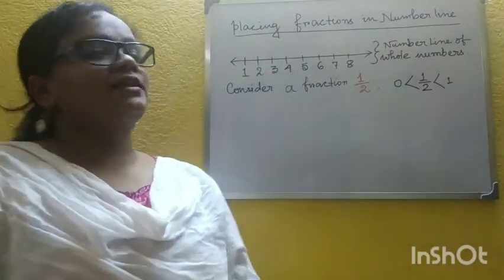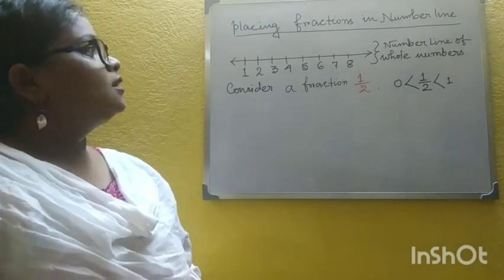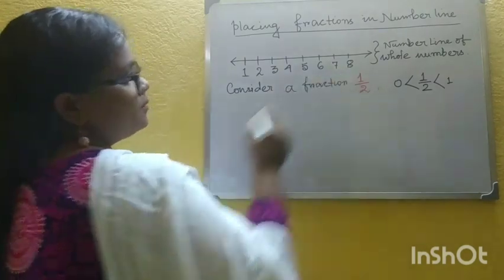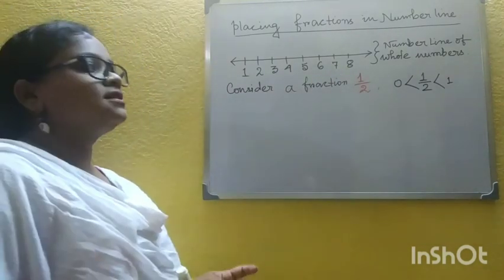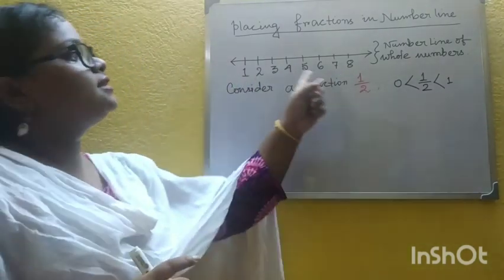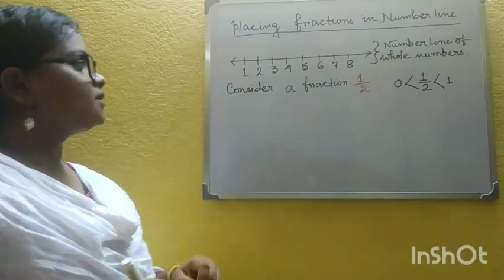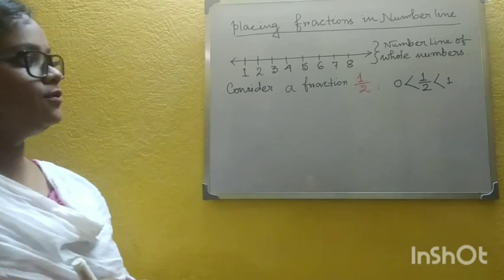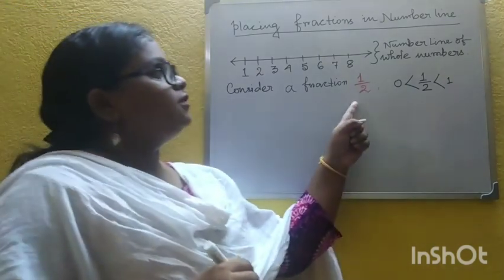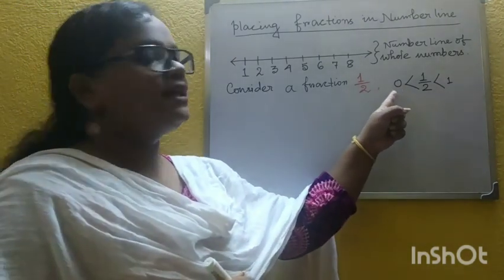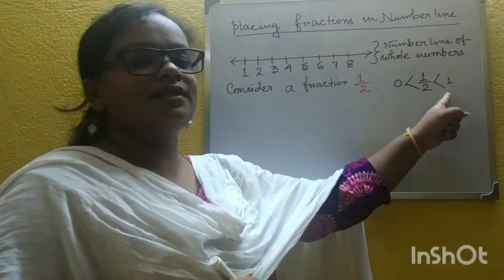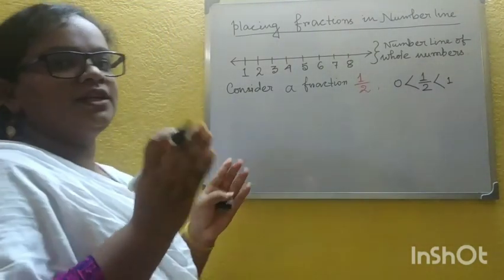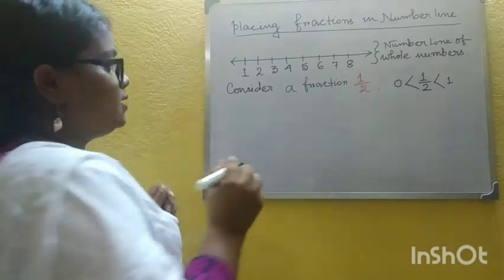Placing fractions in number line. Students, this is the number line of whole numbers. We can place a fraction in this number line also. Consider a fraction 1/2 or half. We know half is greater than 0 and less than 1. So, this fraction will be placed between 0 and 1.